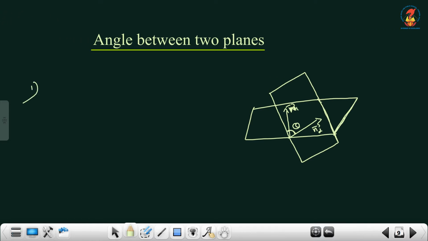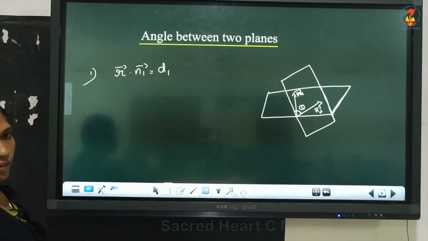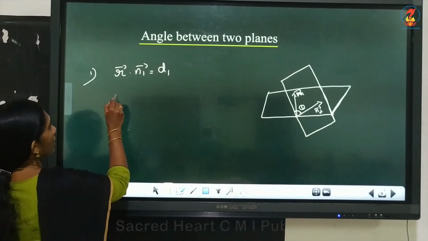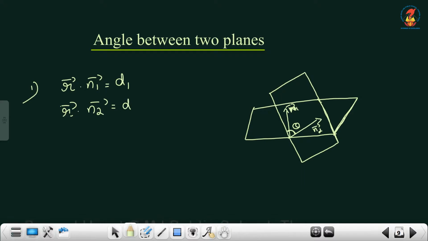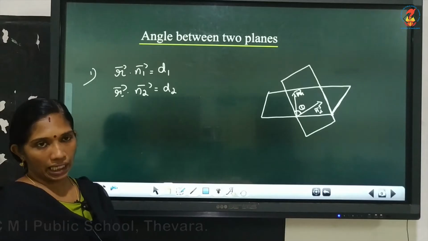First case is vector form. How to write the vector form: we have four types of equation, but generally the vector form is like this. Vector r dot vector n1 is equal to d1. The second plane, vector r dot vector n2 is equal to d2. Here also we don't consider this d1 and d2. That constant part we neglect.